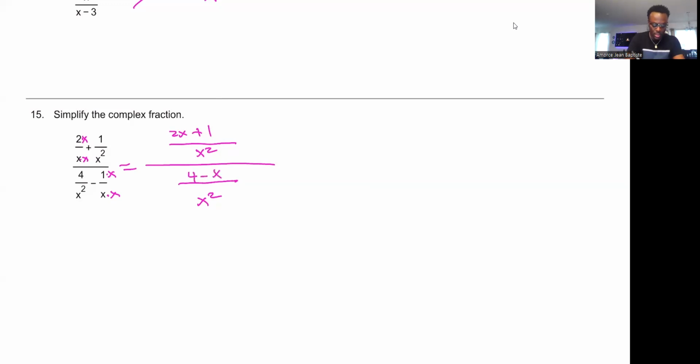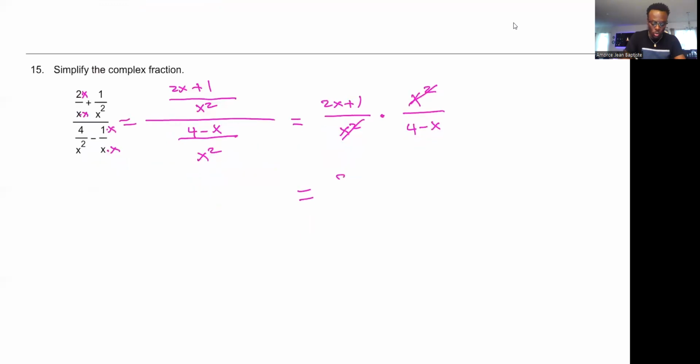minus x. Now that we have one fraction for the numerator and one fraction for the denominator, we can keep the top 2x plus 1 over x squared times the reciprocal of the bottom fraction. So that is x squared over 4 minus x. So that cancels the x squared to leave me with 2x plus 1 over 4 minus x, which is fine.